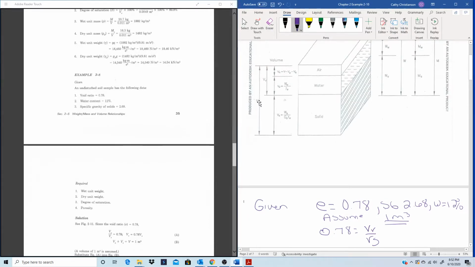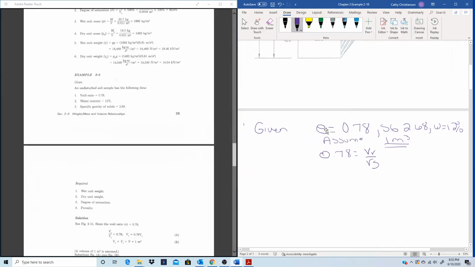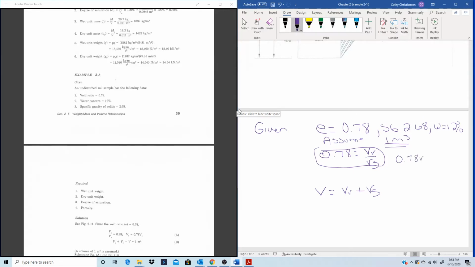So if I look at this, VV plus VS has to equal V. So I'm going to write that formula out: V equals VV plus VS. Right now I can take this equation and solve for VV. So 0.78 VS equals VV. If you want to bring the VS to the other side, you have to multiply both sides by VS and it'll cross out. So you'll be left with 0.78 VS.